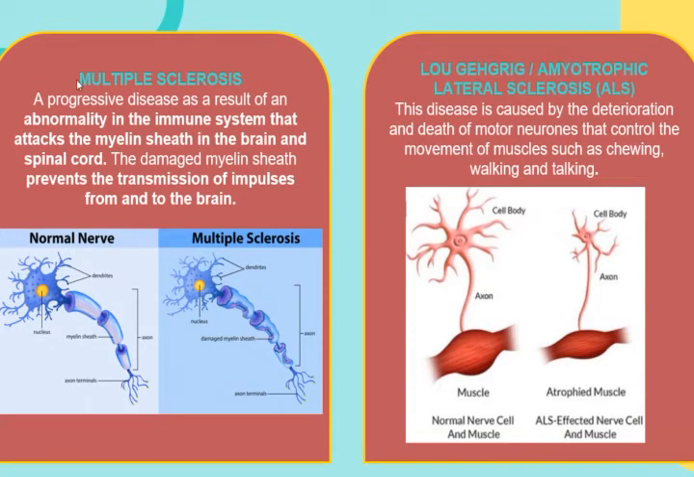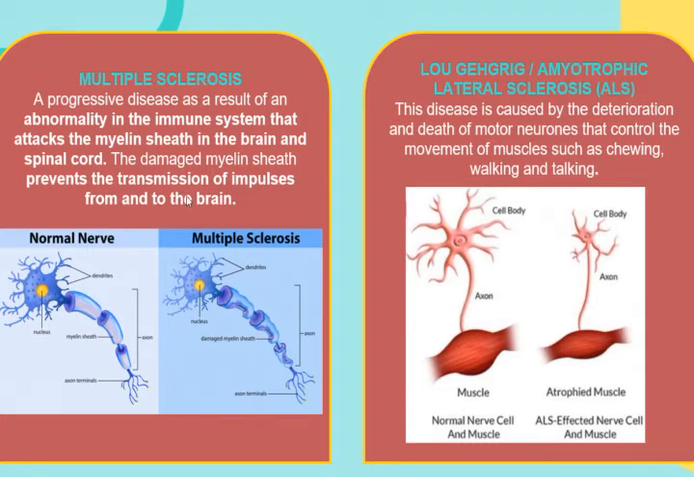The first example of the nervous system disease is multiple sclerosis. It is a progressive disease as a result of an abnormality in the immune system, whereby the immune system attacks the myelin sheath in the brain and also in the spinal cord. It will cause the damage of the myelin sheath. The damaged myelin sheath will prevent the transmission of impulse from and to the brain.